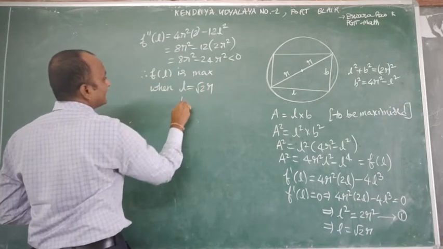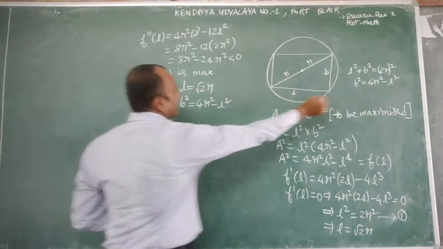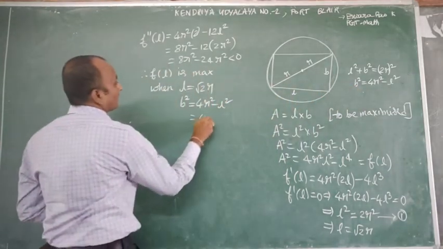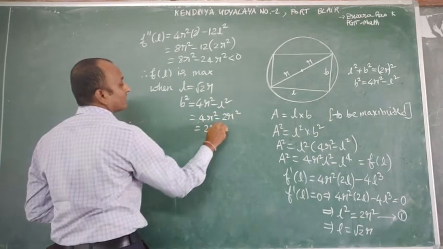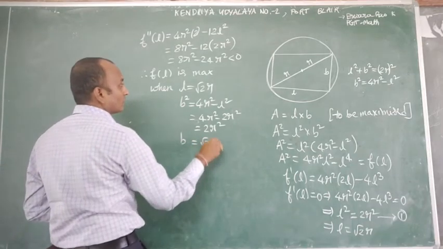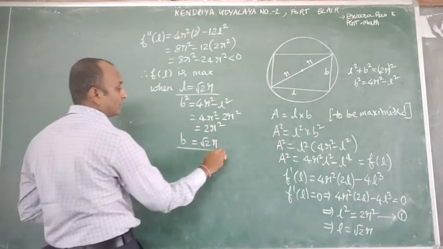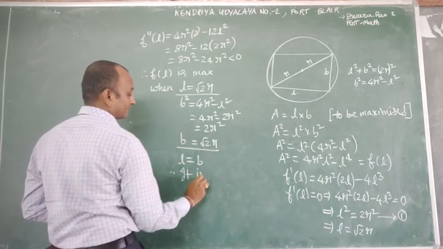Now find B, from B square is equal to 4R square minus L square. So 4R square minus L square is again 2R square. So B square is equal to 2R square, so B is equal to root 2 R. What is L? Root 2 R. What is B? Root 2 R. So L is equal to B, hence it is a square.